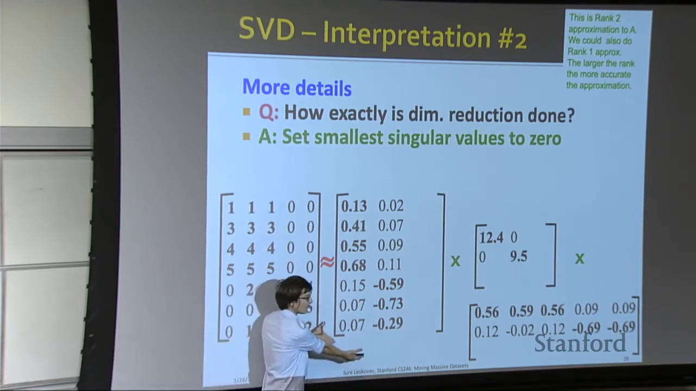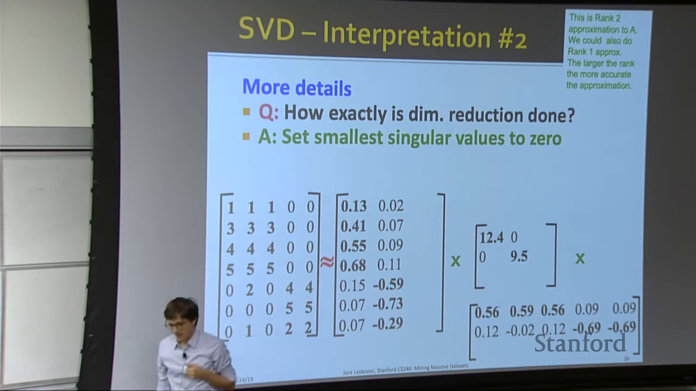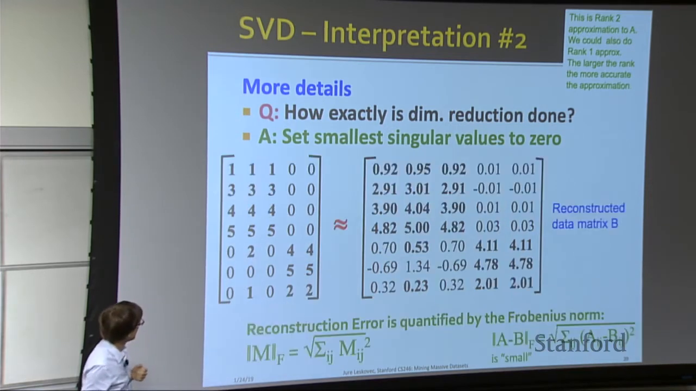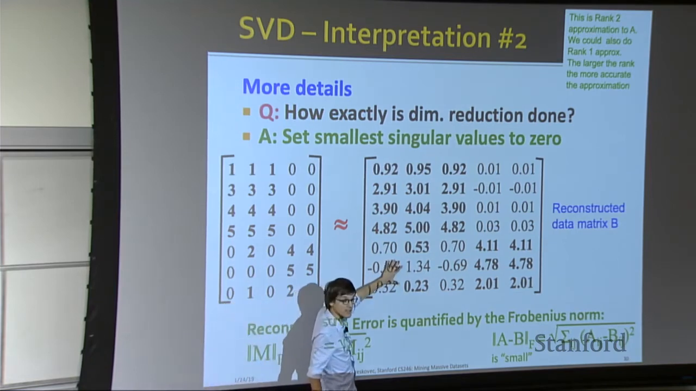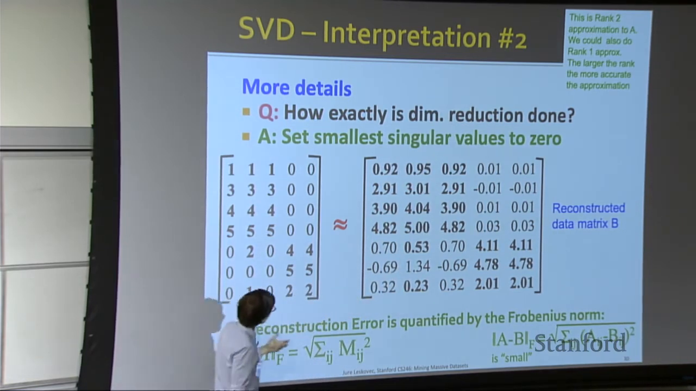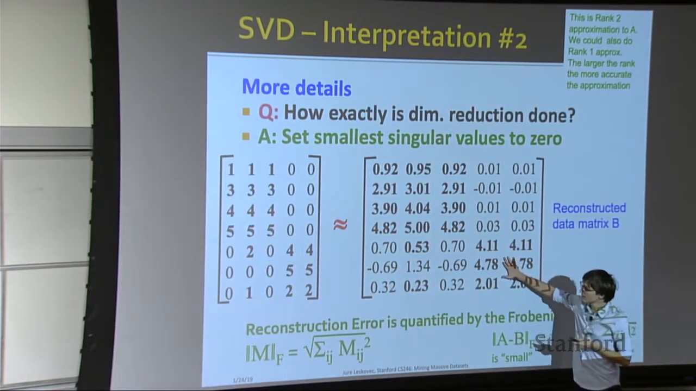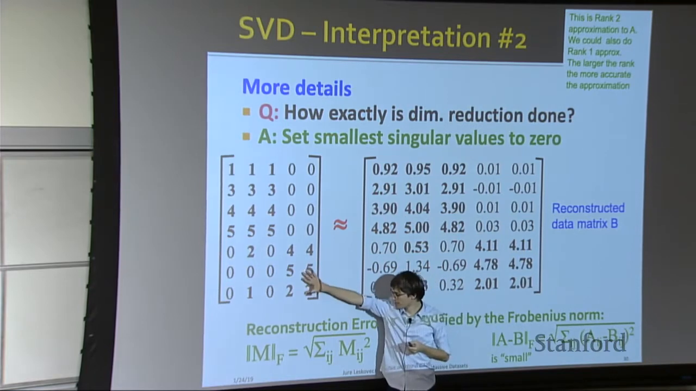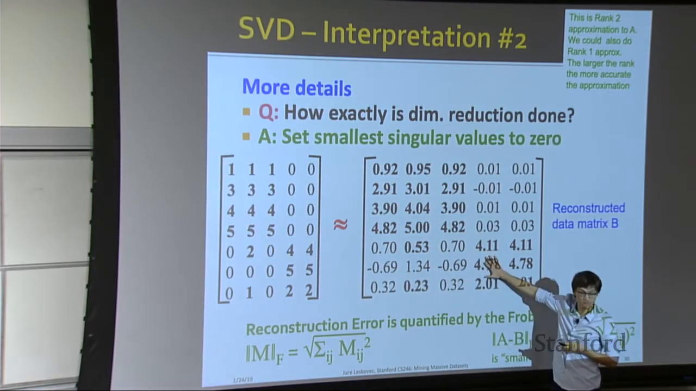Now, these are the matrices I will multiply, right? They are smaller. And if I multiply them, here is what I get, okay? So this is the matrix I get. And what I want you to see is that this is now the reconstructed version of my original matrix. But notice that this reconstructed version is quite good, right?